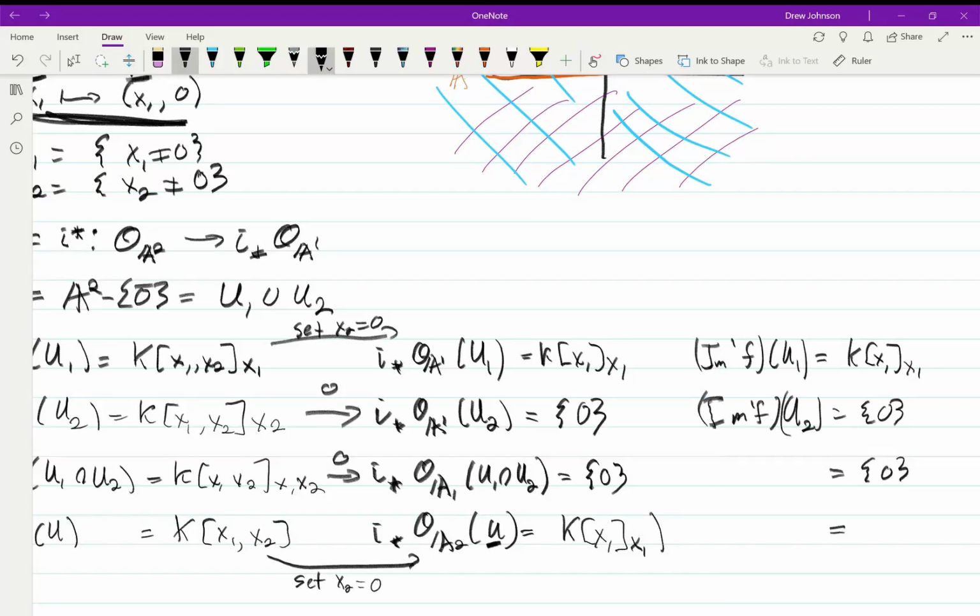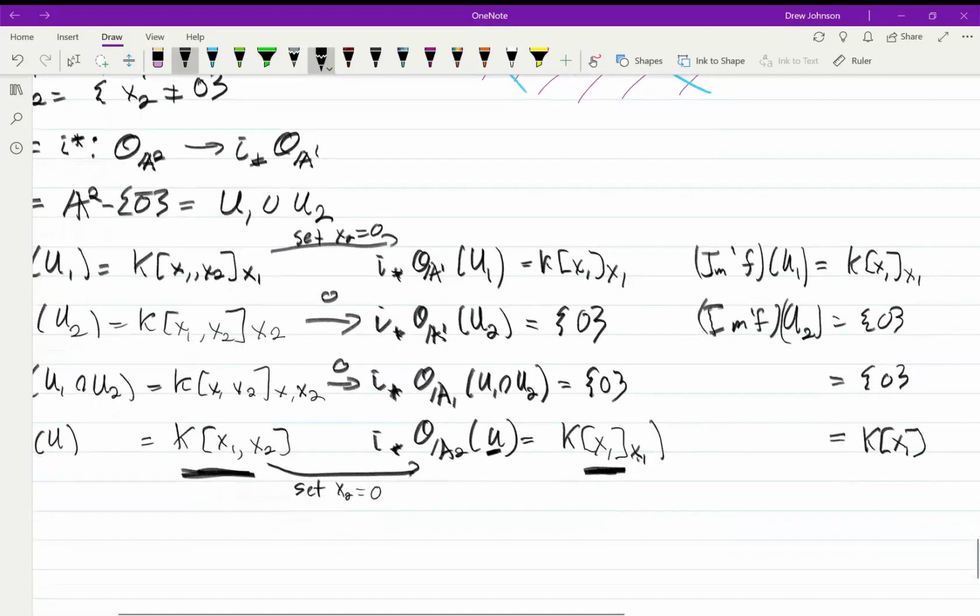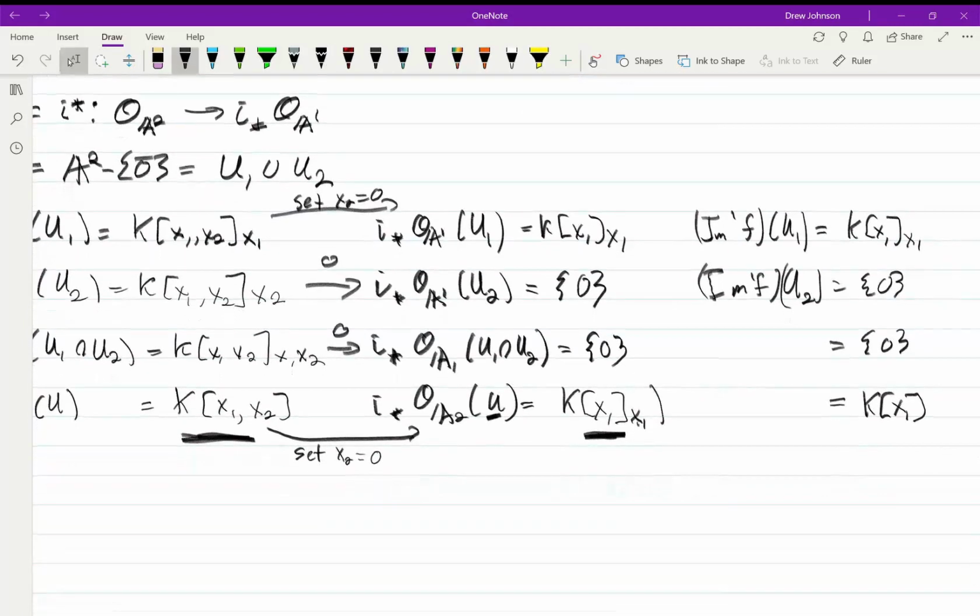What about the image here? Well, this here is the whole polynomial ring, and when you map it into here, you're just going to get the polynomials. You're not going to get the fractions with x1s in the denominator. So this is just going to be kx1. All right, so that's what we get, and now we can see where the contradiction comes from.